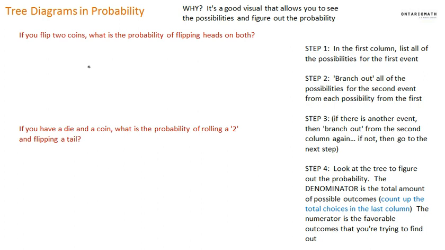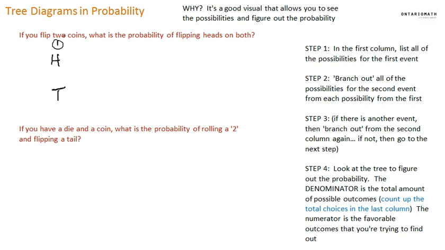To start off with, I'm going to list off all the possibilities for the first event, which is flipping one of the coins. You don't have to label it, but I'm labeling my first event here. If I have two coins, what's the probability of flipping heads on both? Well, let's flip one of them. In the first coin, I have a possibility of a head or a tail, so it's either going to come up heads or tails. Right now it's a 1 in 2 chance.